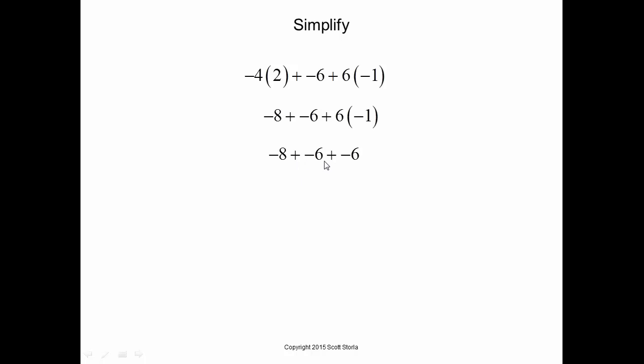I'm left with two additions. When I add, and signs are the same, I add the absolute values. In this case, I'd get 14, and then I keep the common sign, so it's a negative 14. And finally, I add the 14 and the 6 and get 20. And again, since I'm adding, the signs are the same. I keep the common sign. It's negative 20.